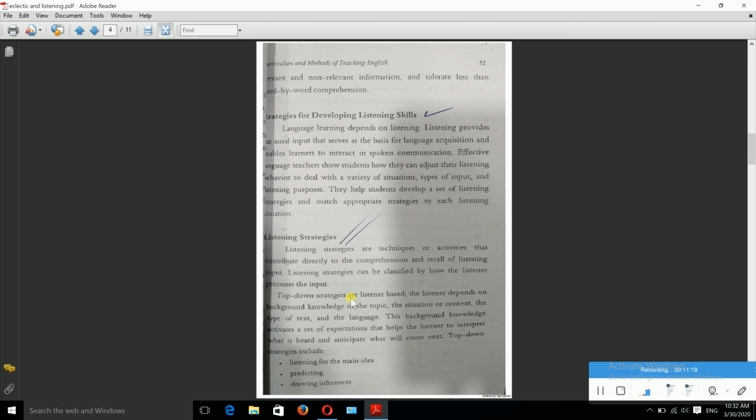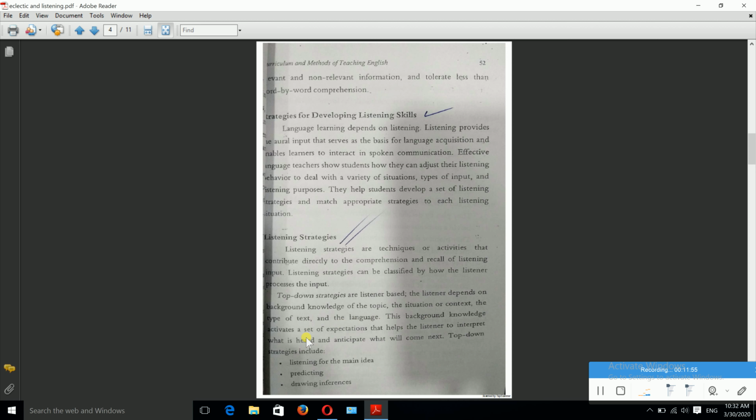Top-down strategies are listener based. Top-down strategies, dear students, depend on the listener. The listener depends on background knowledge of the topic. Here the listener relies on background knowledge as the top. Background knowledge means the background of the topic, the situation or context, the type of text, and the language.